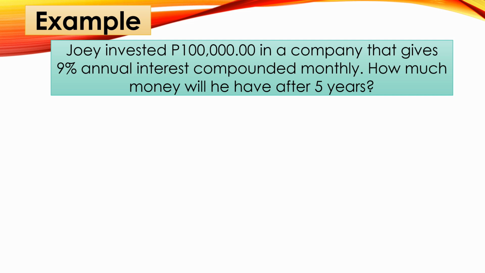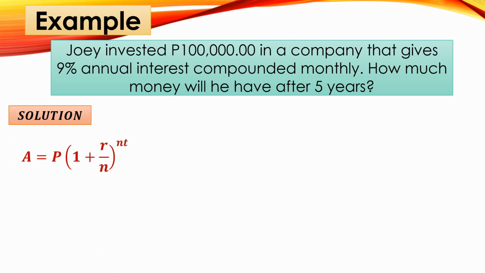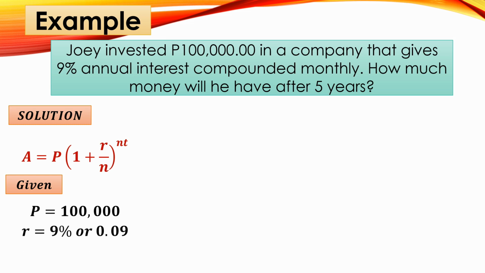Another example is Joey invested 100,000 in a company that gives 9% annual interest compounded monthly. How much money will he have after 5 years? So what is our solution? So still, we're using the same formula kasi we are looking for kung magkano yung magiging pera niya after 5 years. Our given is 100,000. Ang in-invest niya is 100,000. The interest rate is 9% or 0.09.